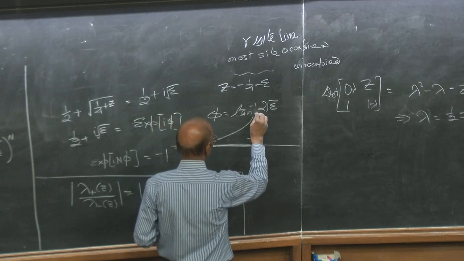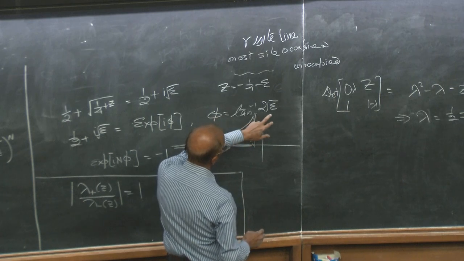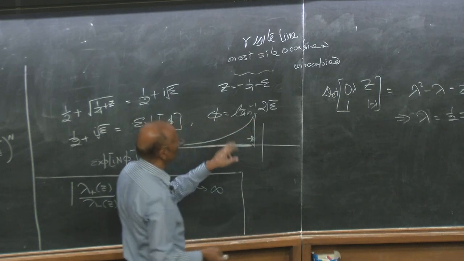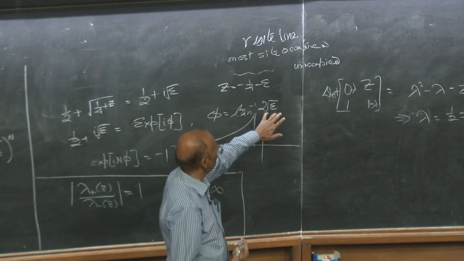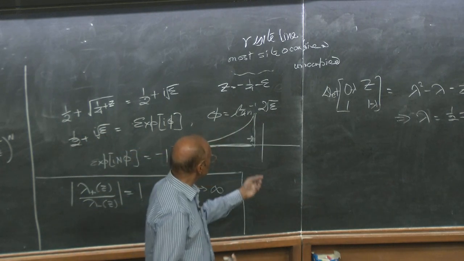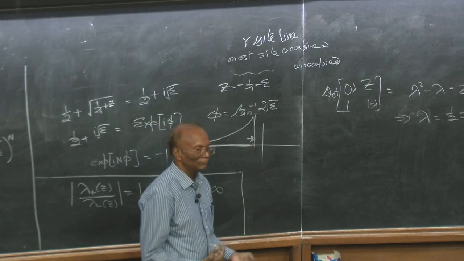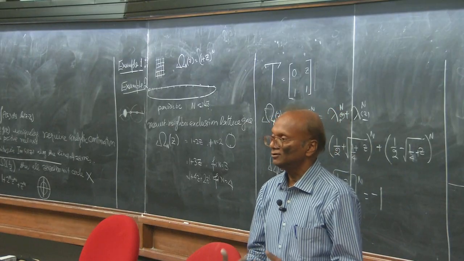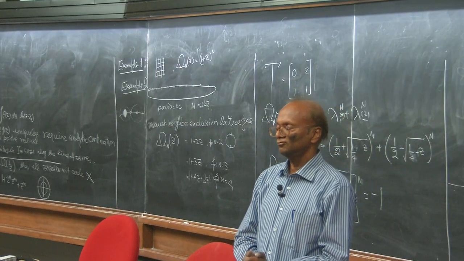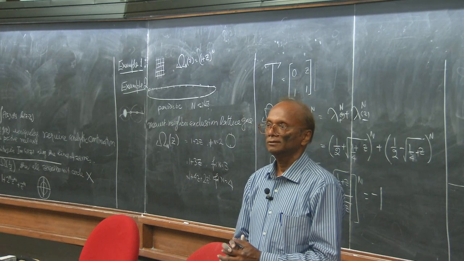There is a pileup of zeros near the end, because even when epsilon is very small, phi is much bigger, because phi is proportional to the square root of epsilon. So the integrated density of zeros from here to some distance epsilon will be root epsilon, which says that the density of zeros will diverge as 1 upon root epsilon.